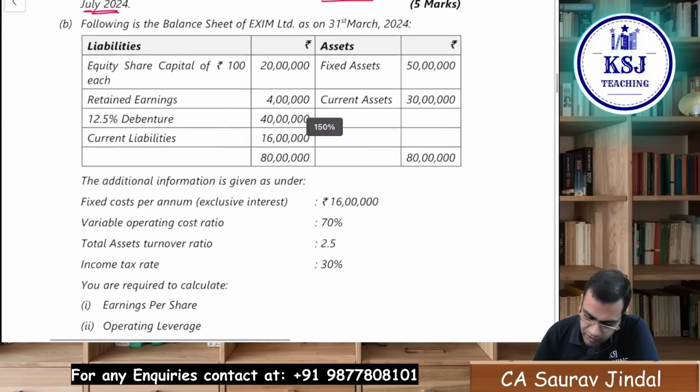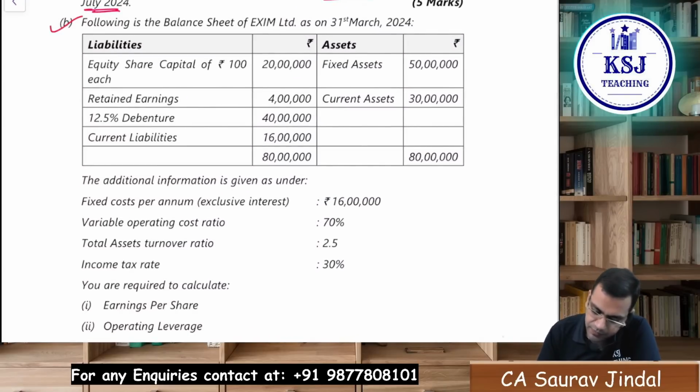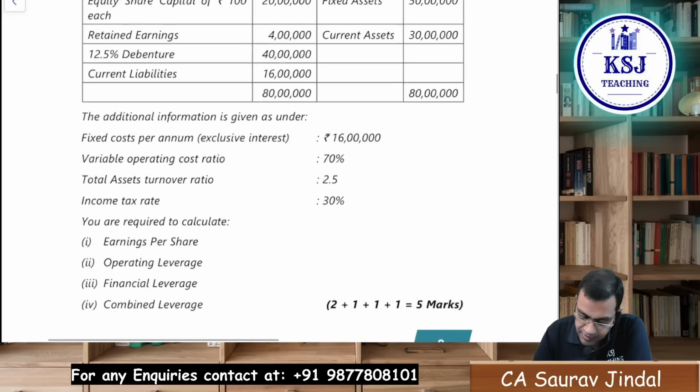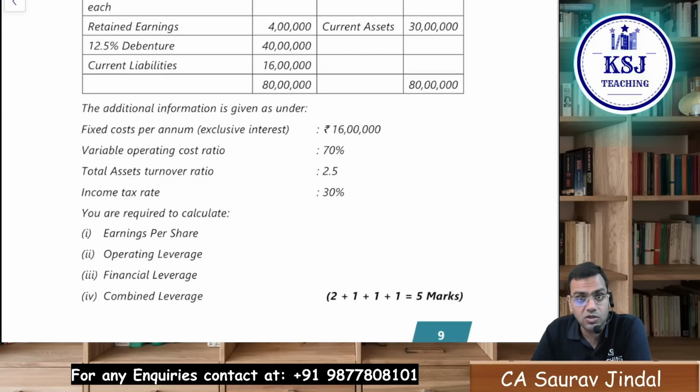Second question: following is the balance sheet of Exim Limited as on 31st of March 2024. The balance sheet is given: equity share capital, retained earnings, debentures and current liabilities. Fixed assets are given and current assets are given, 30 lakh rupees. The additional information is given as under: fixed cost per annum, exclusive of interest. That means it is talking about the fixed operating cost of 16 lakh rupees. Variable operating cost ratio is 70%. Total asset turnover ratio is 2.5. Income tax rate is 30%. Calculate EPS, operating leverage, financial leverage and combined leverage.